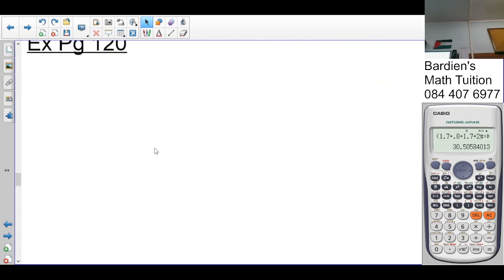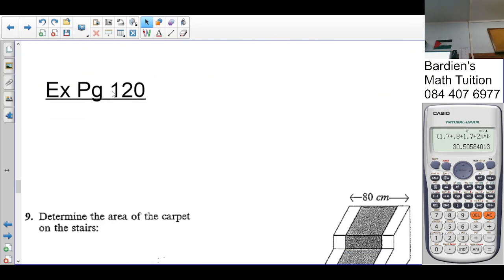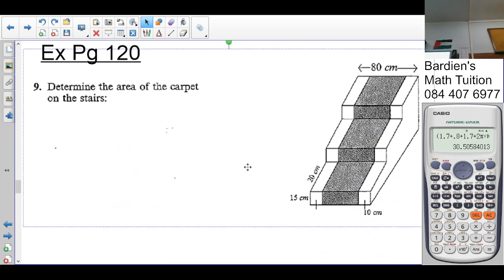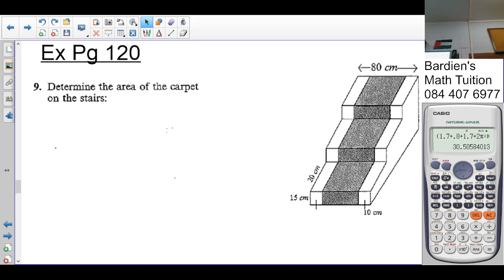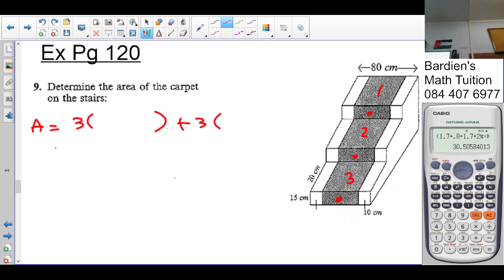Okay, let's look at the next question. Question 9. Determine the area of the carpet on the stairs. Okay, so if this, so we got 1, 2, 3 of that type, and then 1, 2, 3 of that type. So in other words, the area of the carpet is going to be 3 multiplied by the first type indicated plus 3 multiplied by the second type indicated.